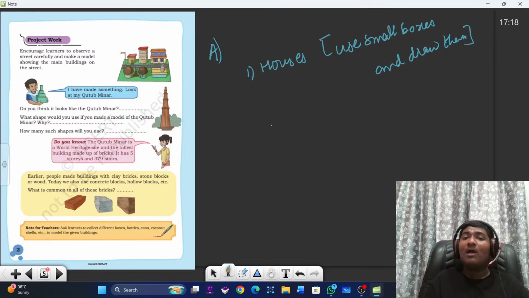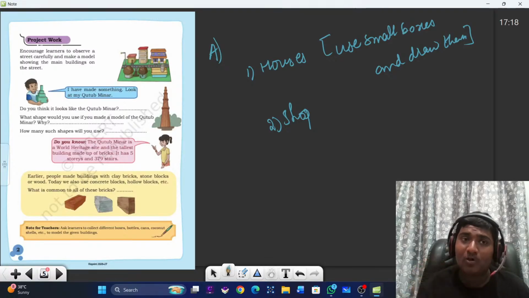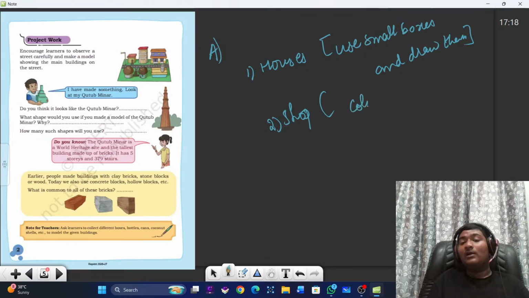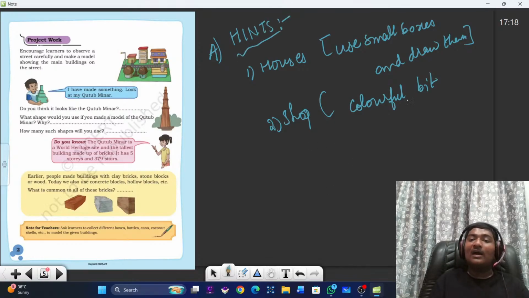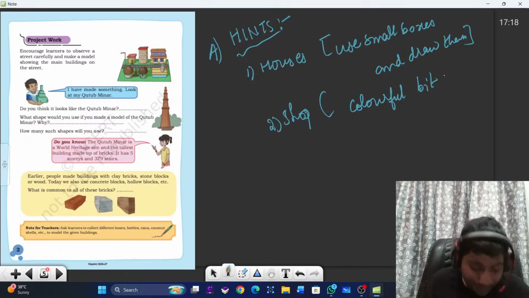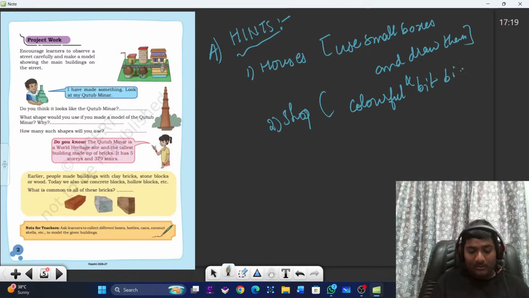And the second question, you have to prepare shops. By seeing the streets, you must prepare some of the project work. So for the shops, what will you do? It should be colorful. These are all hints, children. I am giving you hints, okay? Not the direct answers. Colorful, and a bit bigger than houses. Basically, shops will be bigger than houses.